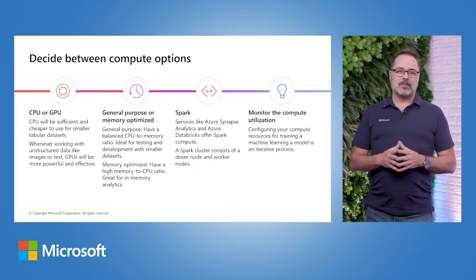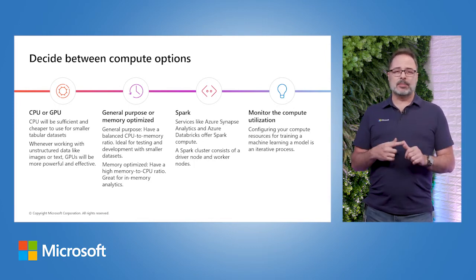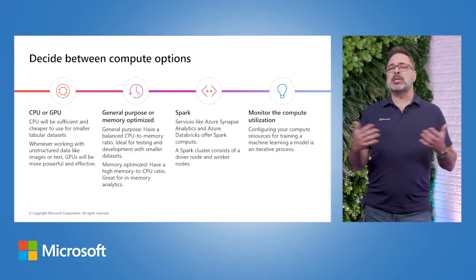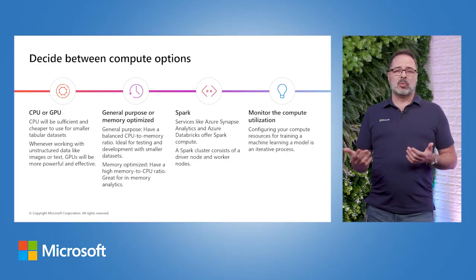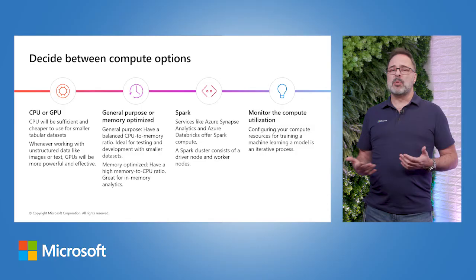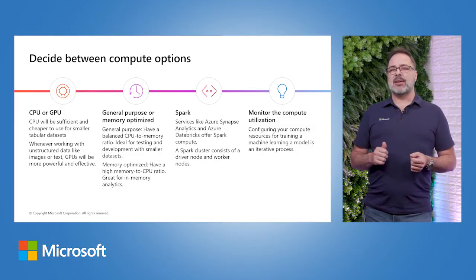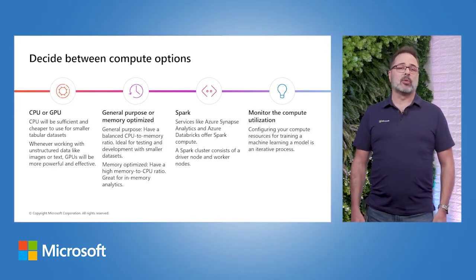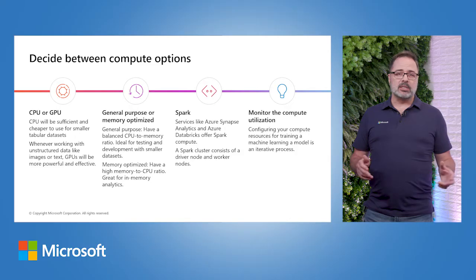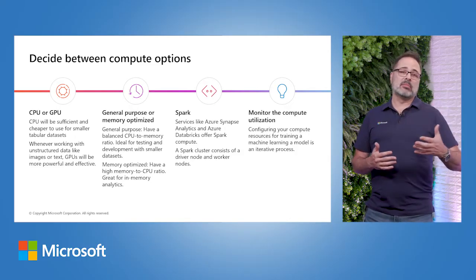It really depends. General purpose or memory optimized. General purpose virtual machines have a balanced CPU to memory ratio, which is ideal for testing and development, especially with smaller data sets. Memory optimized virtual machines have a high memory to CPU ratio. So these are usually great for in-memory analytics, which is ideal when you have larger data sets or when you're working in notebooks, for example.